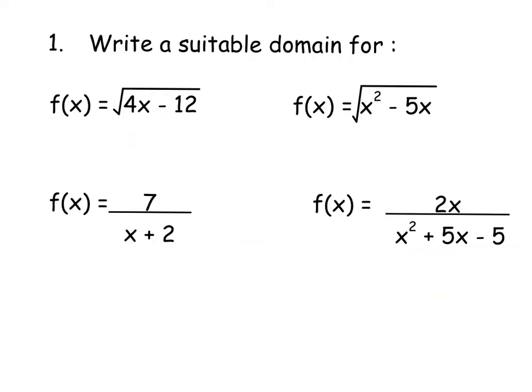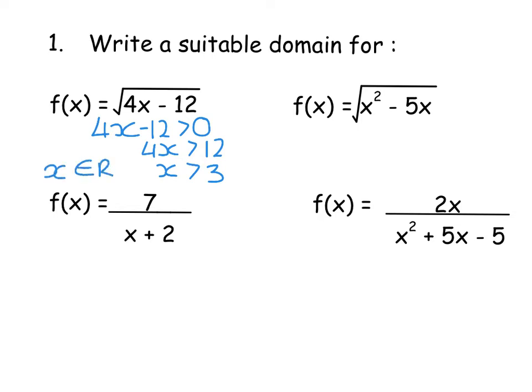Each of these questions wants you to write down a suitable domain. For the first one, remember I've said the bit under the square root can't be negative. So you would put 4x take away 12 is greater than 0, and then rearrange that like a normal equation and it would be x is greater than 3. So your domain would be all real numbers where x is greater than 3. We write all real numbers as x belongs to the set of real numbers.